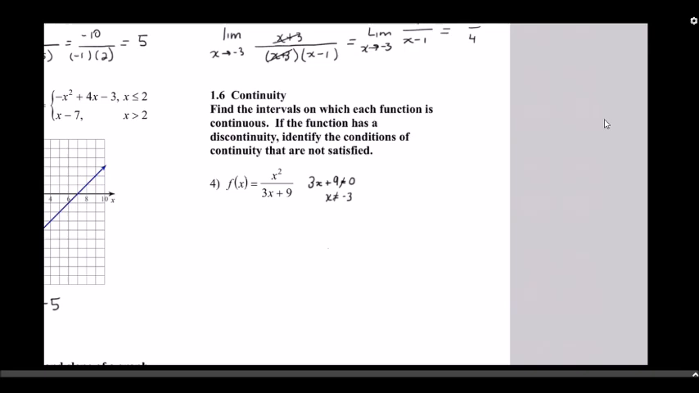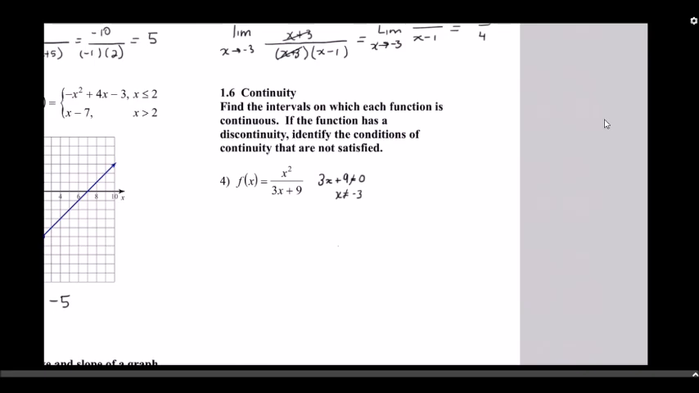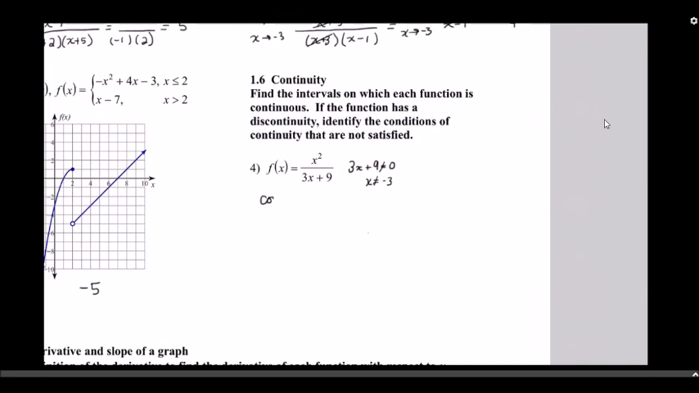So right now we have a discontinuity at -3, which means it's continuous everywhere else. So we want to find the intervals where the function is continuous. If it's only discontinuous at x equals -3, then it's continuous everywhere else. So continuous on the open intervals -∞ to -3, and -3 to infinity.